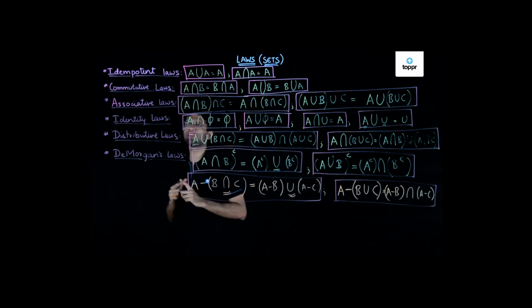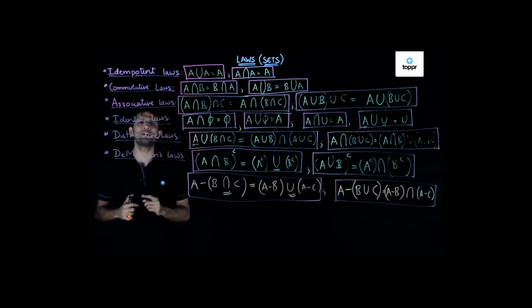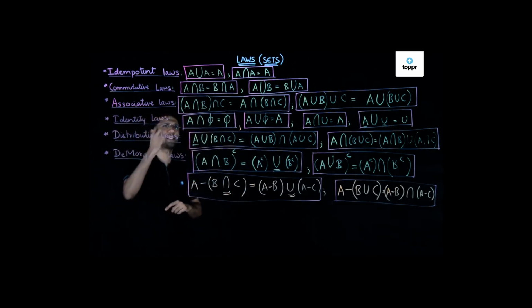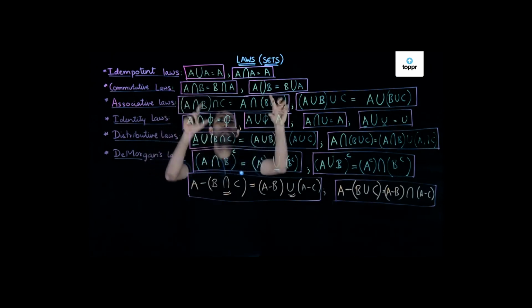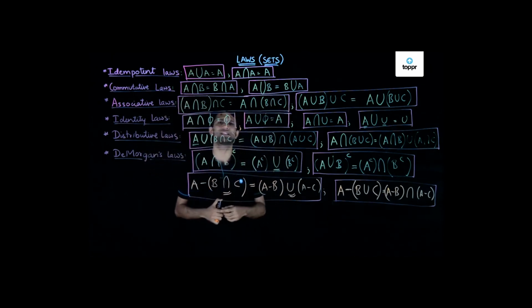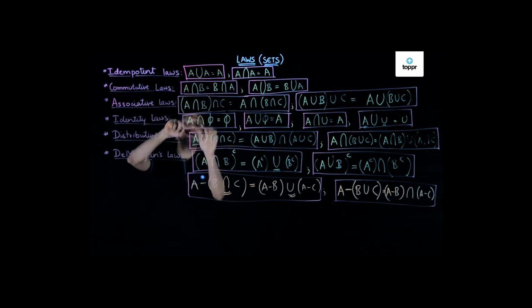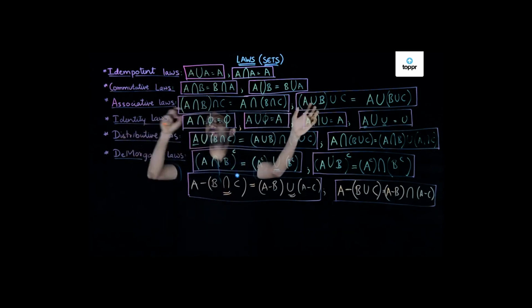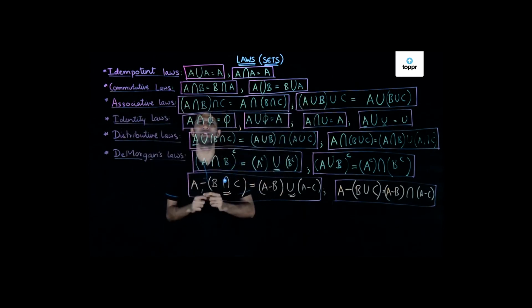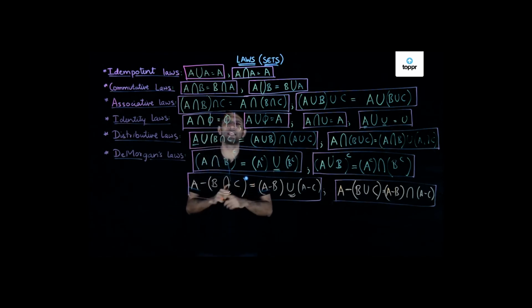The next set of laws we saw were the associative laws in which we dealt with three or more sets. Now we stated the laws for three sets, but this can be applied and extended to more than three sets. So this law states that intersection and union operations are all associative, that is the order in which they are performed is immaterial, they give us the same result.